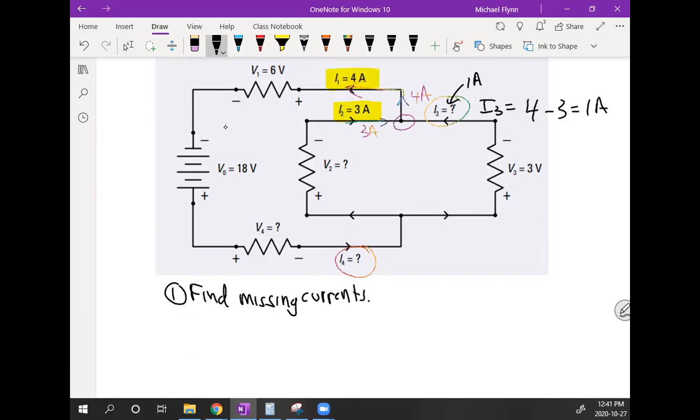Why? Because there are 2 one-way streets that feed into the junction, and there's 4 guys coming out. That means 4 guys have to be going in. We see 3 come in from the left, so 1 has to come in from the right. All right, so that is the current value. Oh, we're missing 1. Okay, so let's find the missing current at the bottom here, I4.